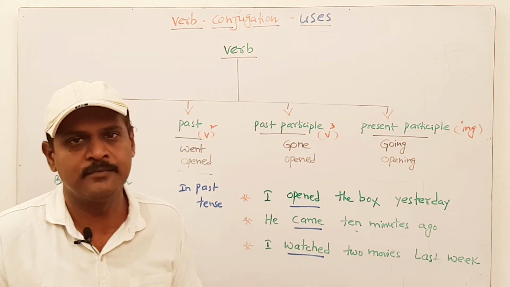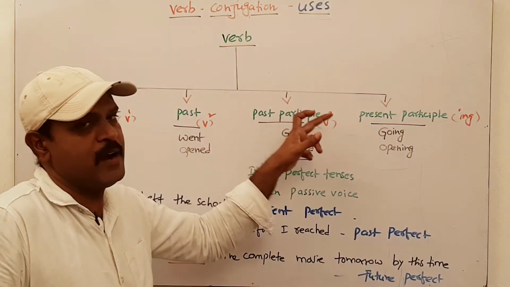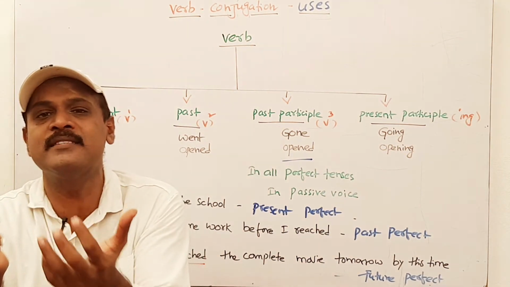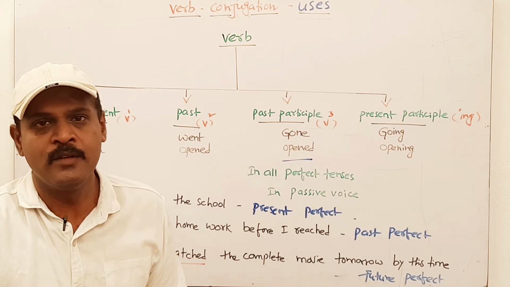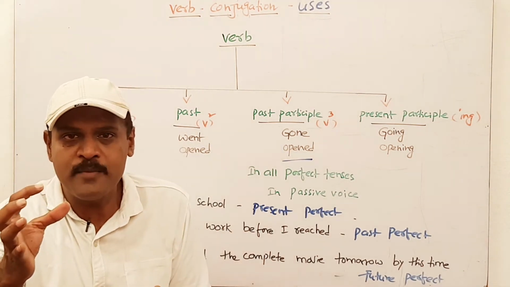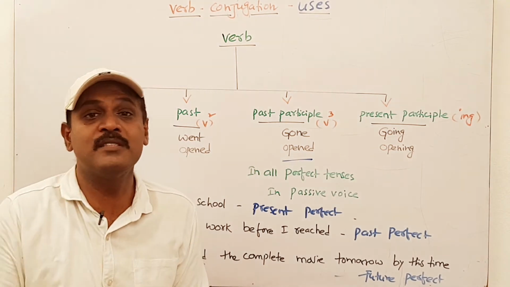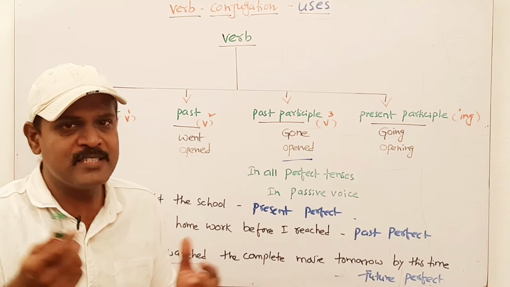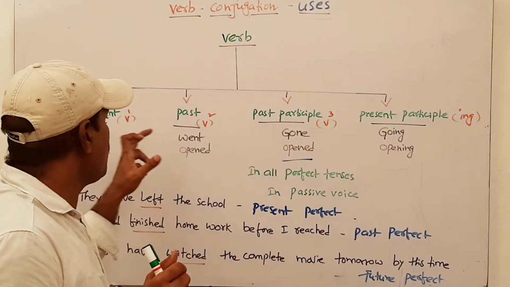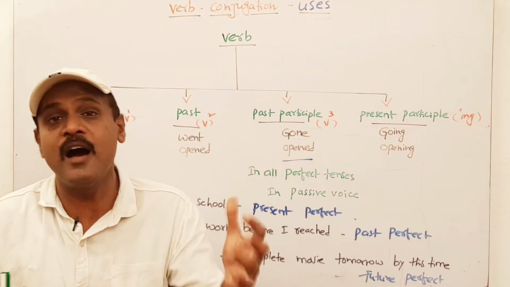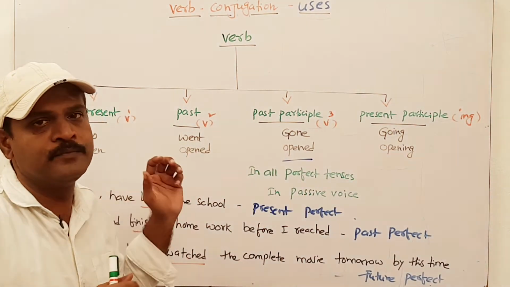Let me explain how to use the past participle in English. Actually, past participle is called V3 in a simple way. Every verb has 4 forms. Out of the 4 forms, the third form of the verb is called past participle or V3. Example, we can take go: go, went, gone. Gone is the third form, or past participle, or V3 of go.